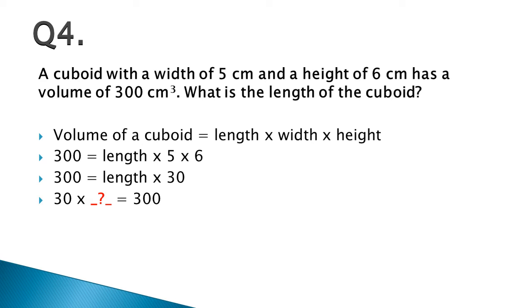So 30 times some number gives you 300. To find that, all I did was 300 divided by 30. So I know 300 divided by 30 gives me 10. So that means the length of the cuboid is 10 centimeters.